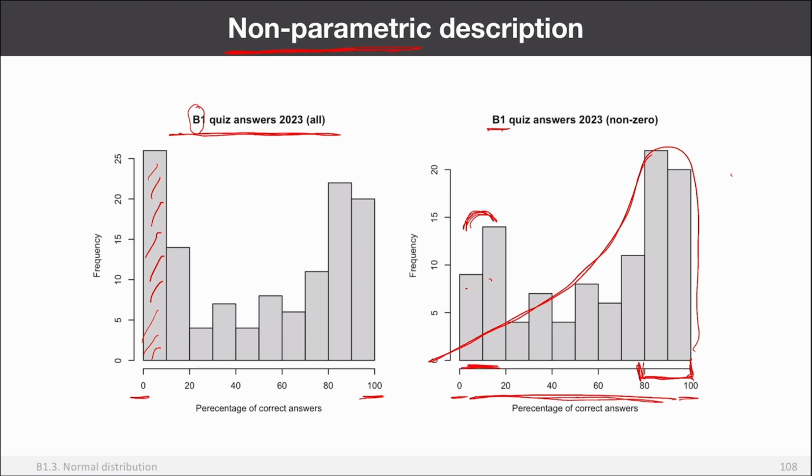But starting from the next block, we will discuss data which follows different theoretical distributions. So it means that we can use a parametric approach to describe this data and also to run different tests.